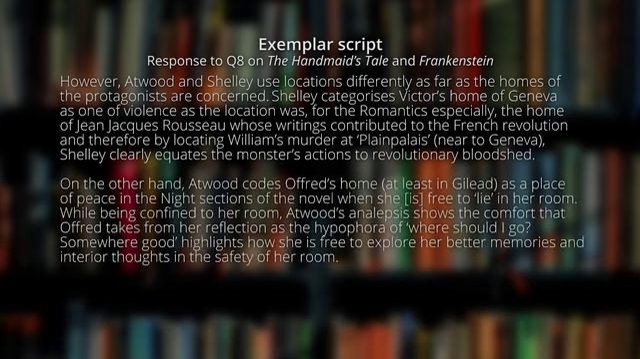On the other hand, Atwood codes Offred's home, at least in Gilead, as a place of peace in the night sections of the novel, where she is free to lie in her room. While being confined to her room, Atwood's analepsis shows the comfort that Offred takes from her reflection as the hypophora of "where should I go, somewhere good," highlights how she is free to explore her better memories and interior thoughts in the safety of her room.